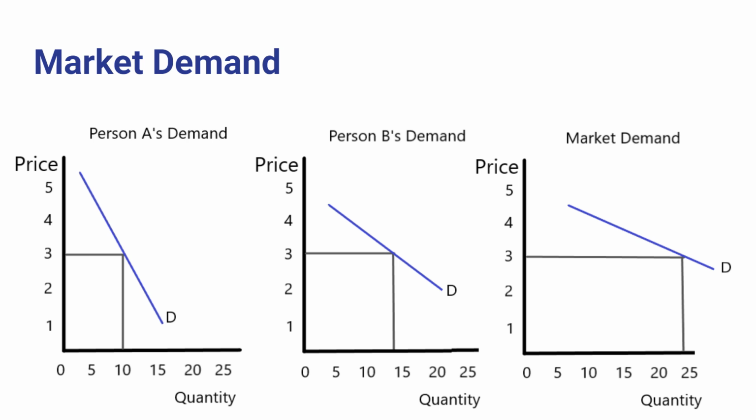Now, in general, we're going to have more than two people in a market, but the same concept applies. The market demand is nothing more than the horizontal summation, where we add up the quantities for all the demand curves for all the people in that market.